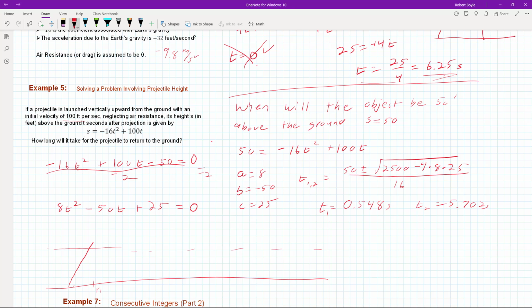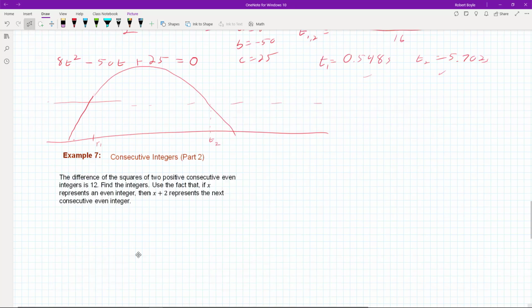It's going to then hit its vertex and come back down, and when it comes back down and crosses 50 feet, not meters, you will have t2, which is 5.7 seconds. So it actually does work out. Both of these solutions are valid.